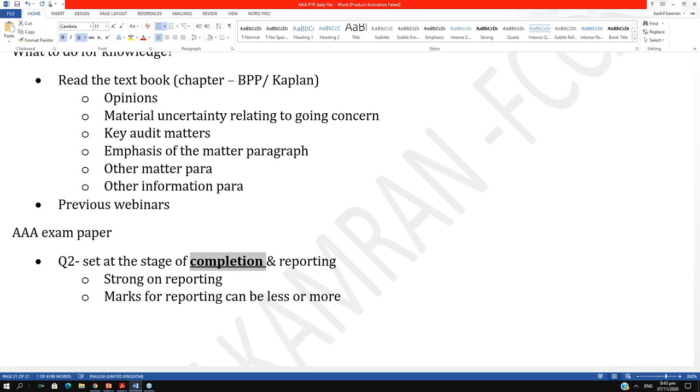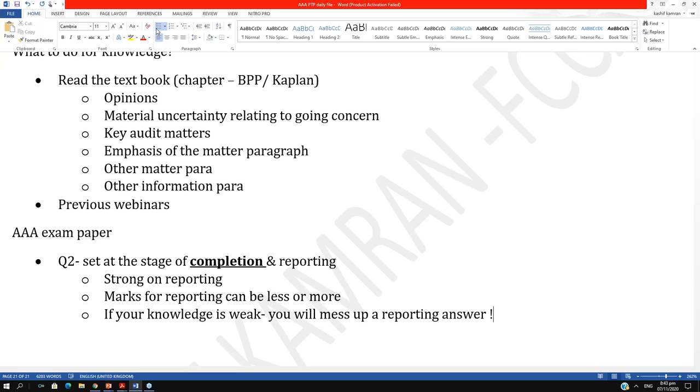You should attack the marks for reporting. The marks for reporting can be less or more, but you should be very strong. But if your knowledge is weak, you will mess up a reporting answer. I hope you agree with me. If your knowledge is weak, you will mess up a reporting answer.